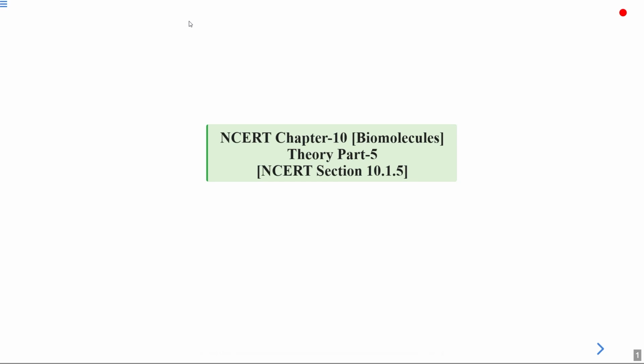Hello students. So we will continue with NCERT chapter 10, which is Biomolecules. And today is theory part 5, and we are going to see NCERT section 10.1.5.